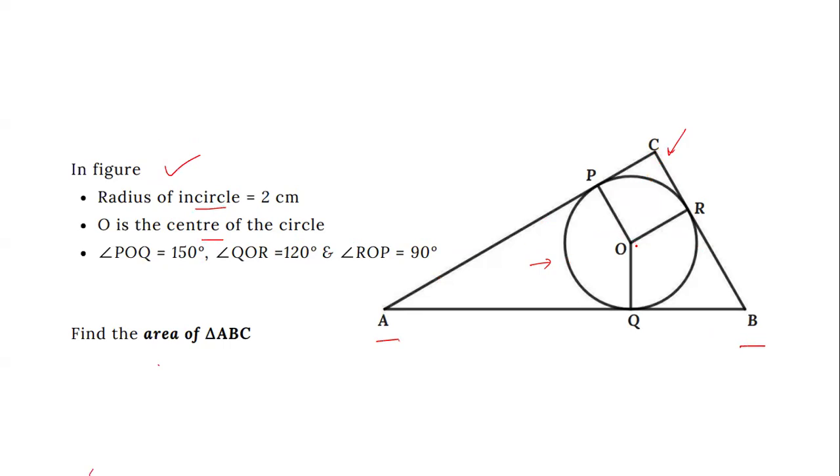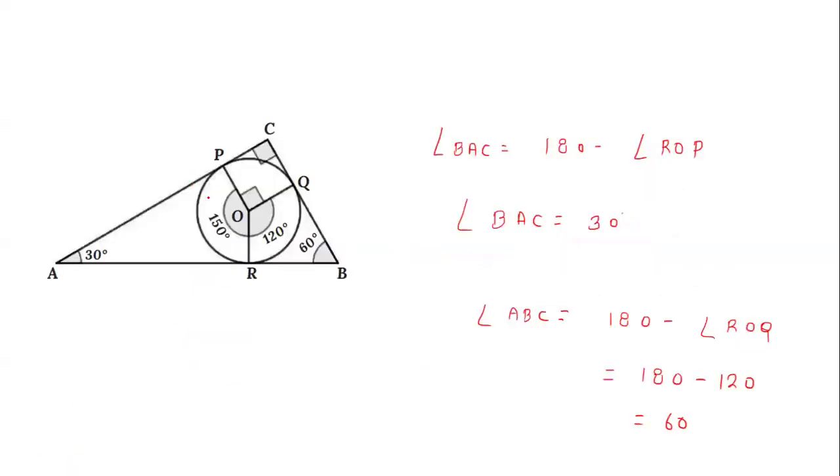So now you can see this point O is the center of this circle. The angle POQ is 150 degrees, so this angle is 150 degrees. Angle QOR is 120 degrees, so this angle is 120 degrees, and this angle is 90 degrees. We have to find the area of the triangle ABC. So let's see how we can solve this. So you see this is angle 150 degrees, this is 120 degrees, and this is 90 degrees.